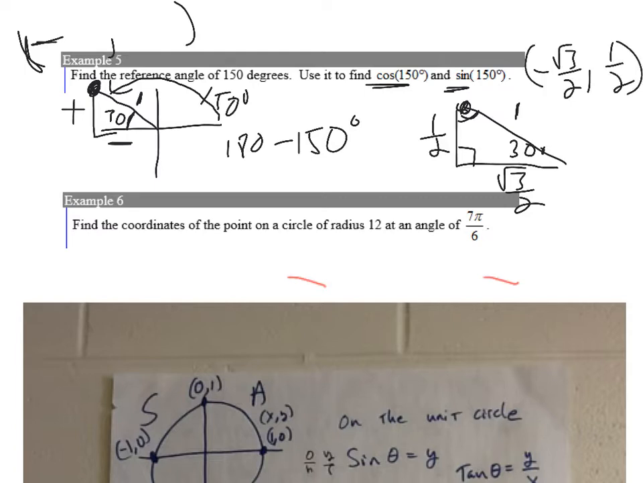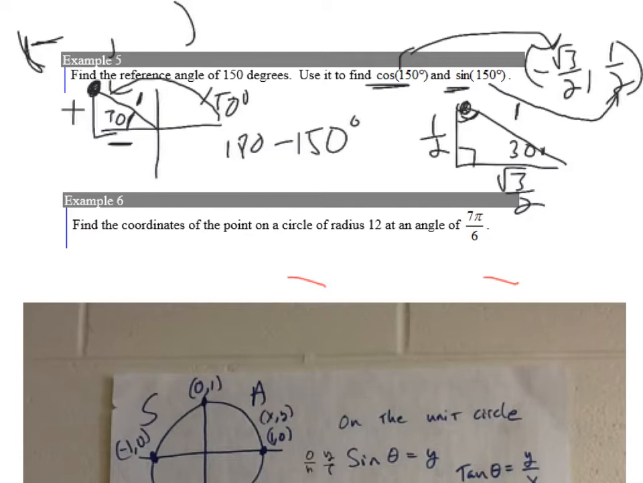So what's the cosine of 150 degrees? Well, it's negative root 3 over 2. What's the sine of 150 degrees? 1/2. And you can check that in the calculator if you want. So that's how we use reference angles and the unit circle and the coordinates of the point to evaluate the exact values of these trig ratios. I encourage you to try to figure it out this way. It'll help you in the long run.